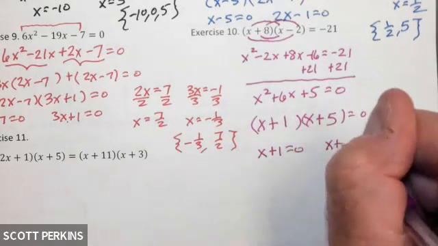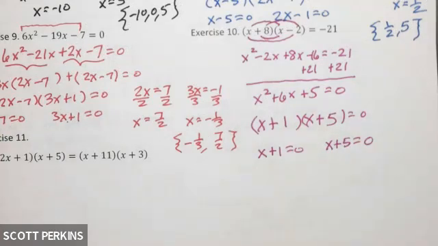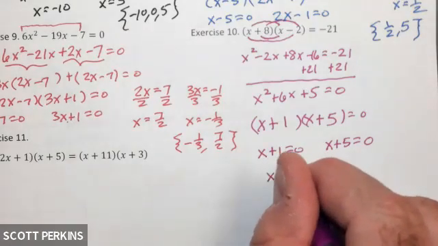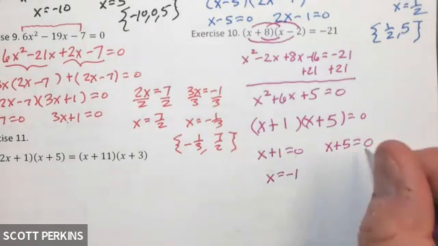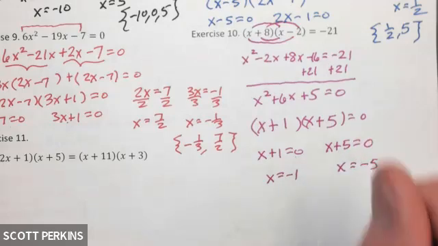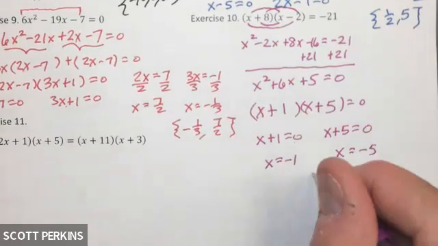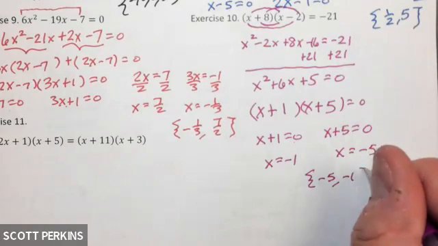I'm now going to say, okay, at least one of these factors has to equal 0. I'll subtract 1 on this one. The first solution is -1. I'll subtract 5 on this one. The second one is -5. There's my solution set, -5 and -1.